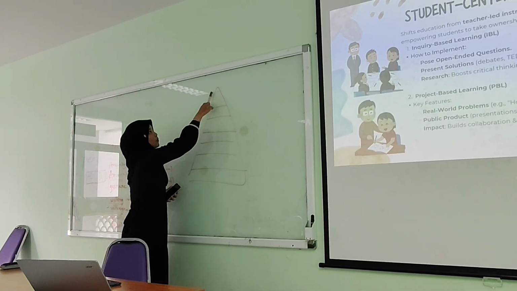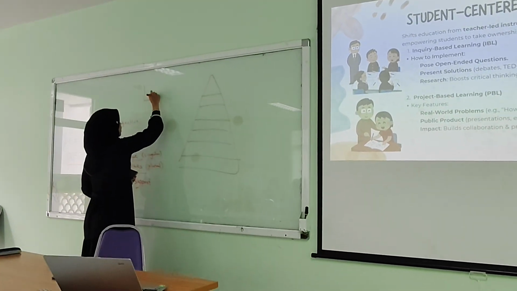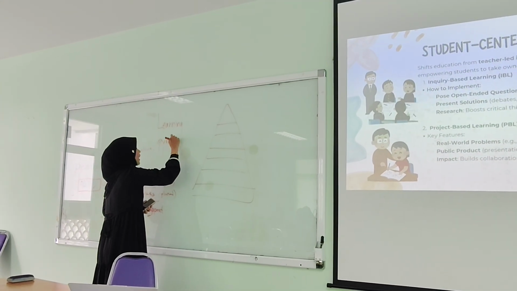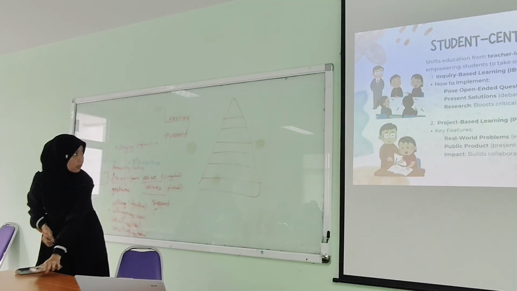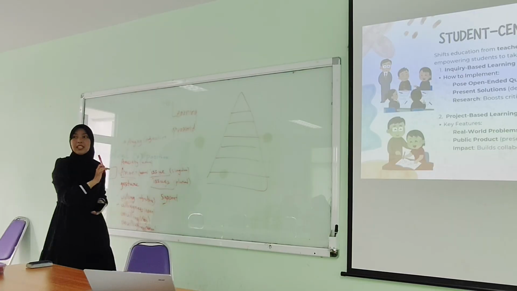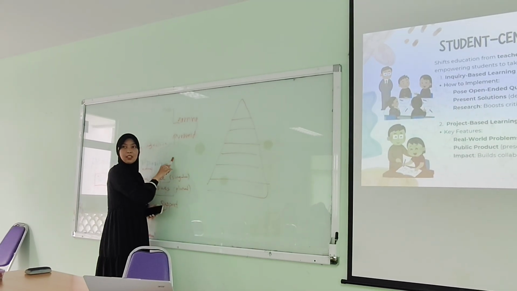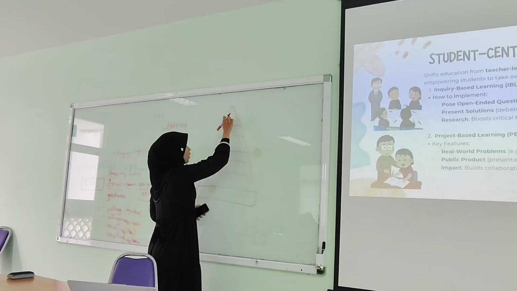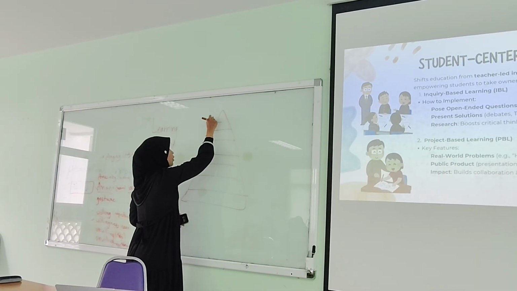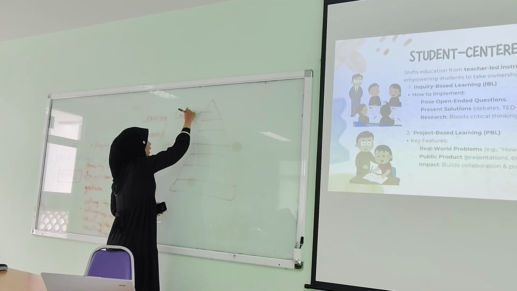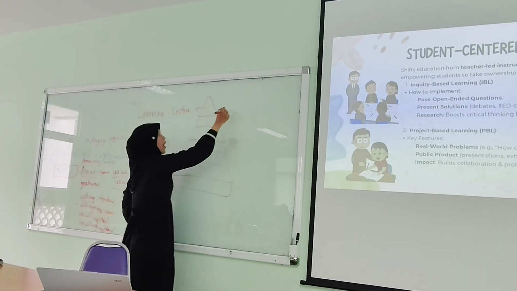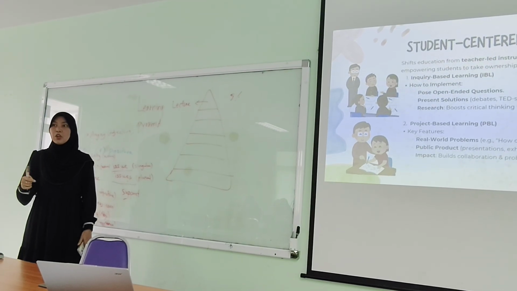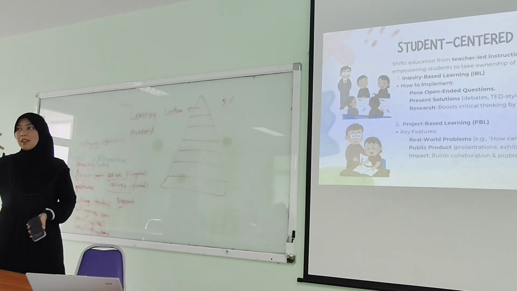Okay. This one is the learning pyramid. It shows how we can learn in an effective way. First of all, we can see the top one, lectures. This is effective just 5%. Just only 5% for lectures. So the students don't get that much information.